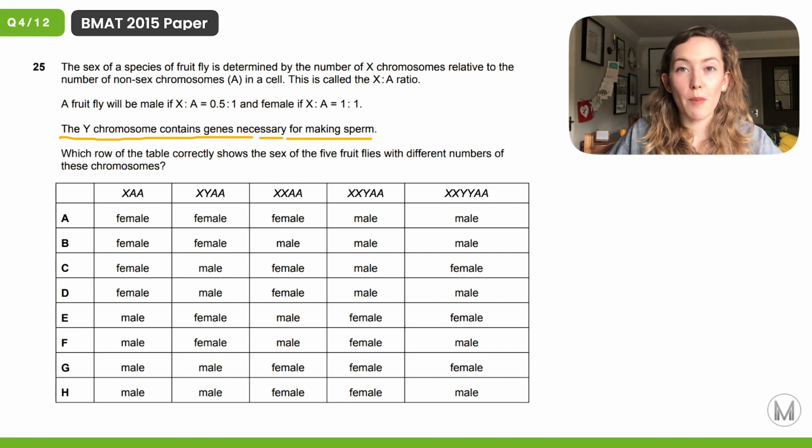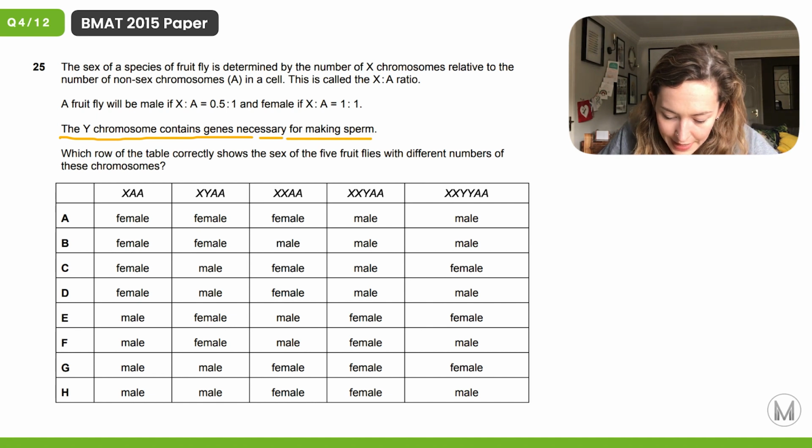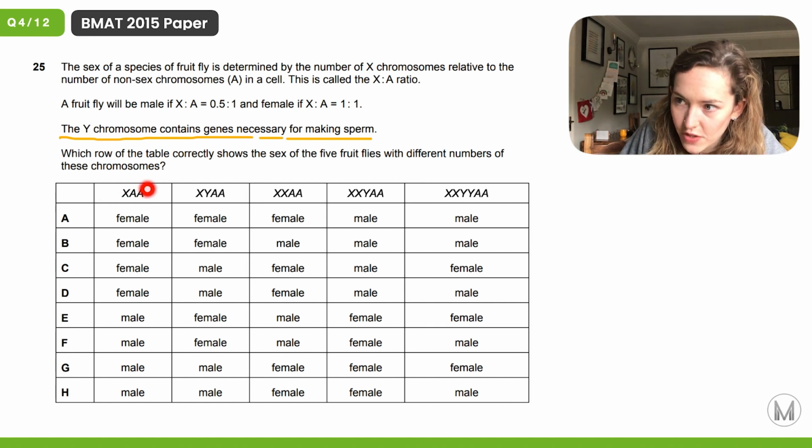Because the gene for sperm production can be activated or dormant depending on the X to A ratio, it has no effects on sex determination. Let's have a look then at these ratios. For XAA, this one at the top, we can see that we've got a 0.5 to 1 ratio. Therefore, this is going to be male. It tells me up here.